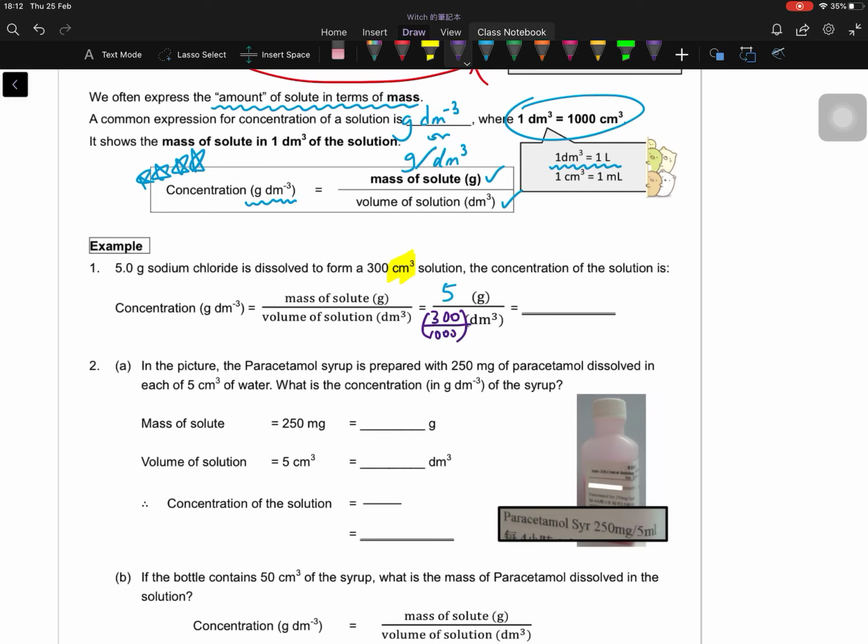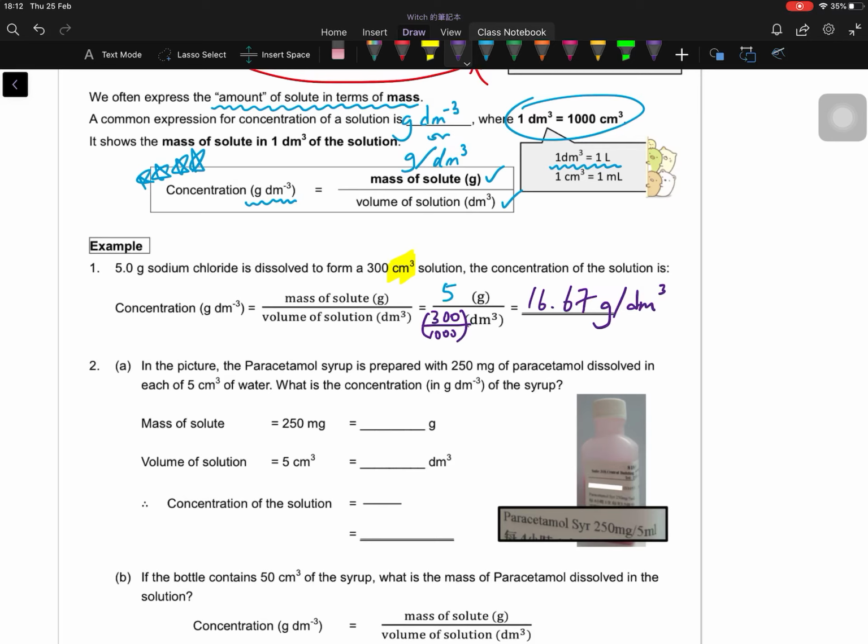After you take out your calculator, you find this is 5 over 0.3, which is 16.67. Don't forget the unit. This time it is gram per dm cube. This is the concentration.